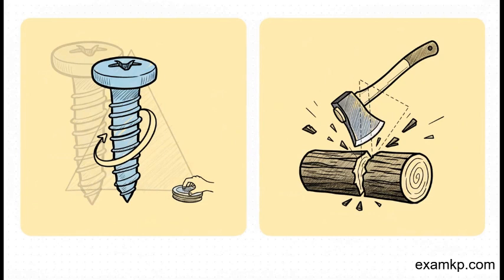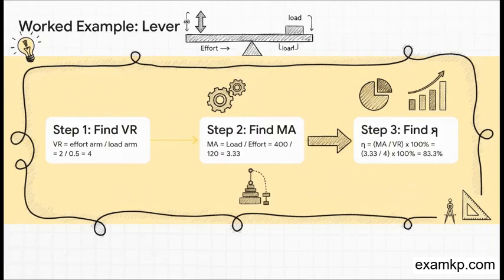And lastly, the wedge. A wedge is basically two inclined planes put together, back to back, to make a sharp edge. Its job is to split things apart. Think of a knife, an axe, or even your front teeth. Okay, enough talk. Let's crunch some numbers with a classic lever problem.